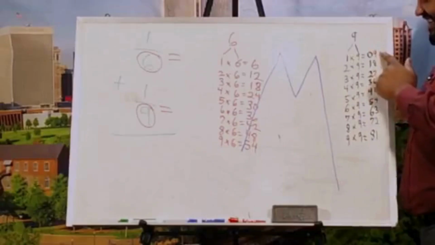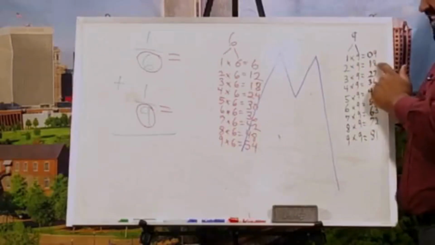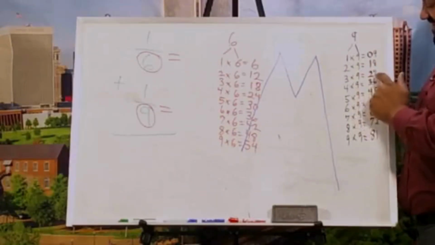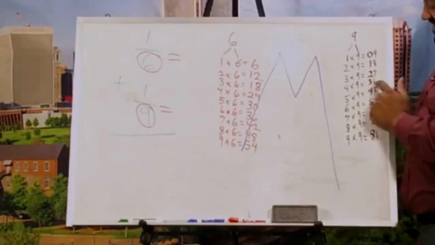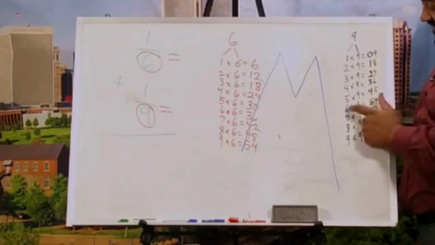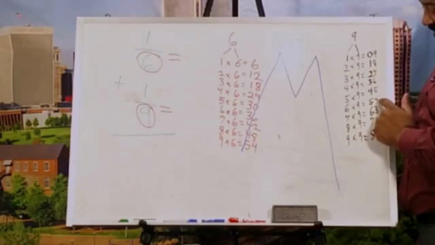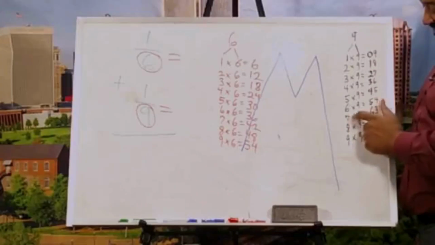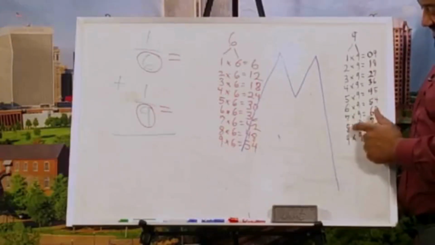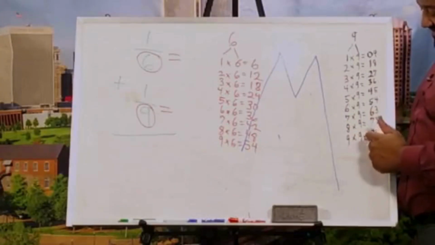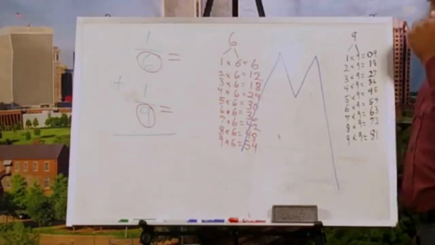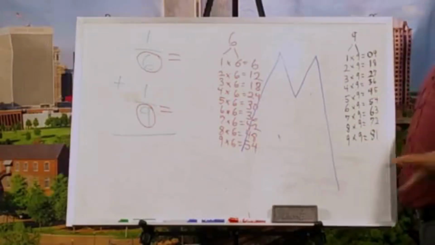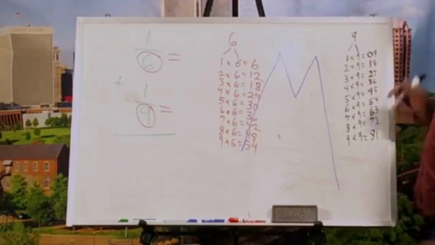1 times 9 is 9. 2 times 9 is 18. 3 times 9 is 27. 4 times 9 is 36. 5 times 9 is 45. 6 times 9 is 54. 7 times 9 is 63. 8 times 9 is 72. 9 times 9 is 81. It only works with the 9. It doesn't work with all numbers. It works with the 9s right here.